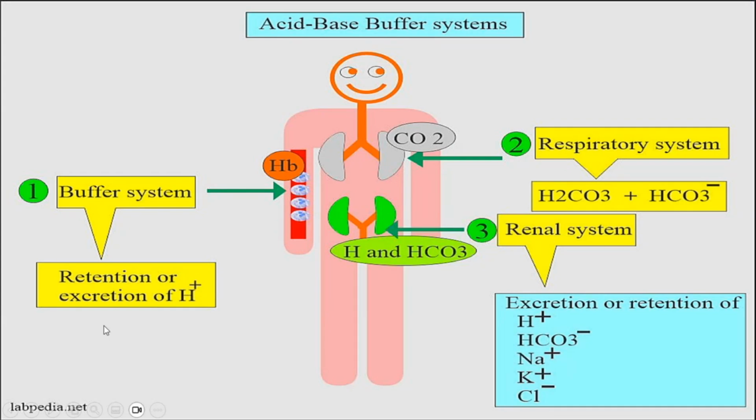Acid-base buffer system, as I mentioned: one buffer system is in the plasma, hemoglobin. Second buffer is the respiratory system. Third buffer is the renal system. The buffer system in plasma goes on all the time. The respiratory system buffer is quite fast. The renal system buffer is quite slow but complete. We will discuss this in detail. The buffer system mostly deals with only hydrogen ion. The respiratory system deals with H2CO3 and bicarb. The renal system deals with everything else, including the fixed acids.